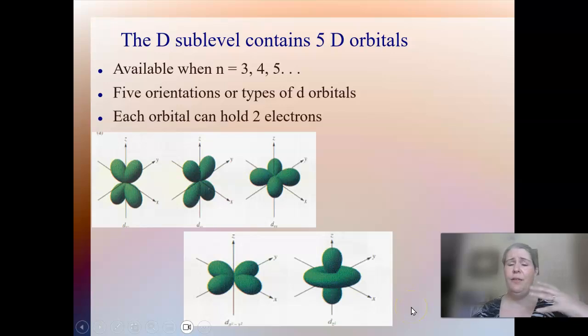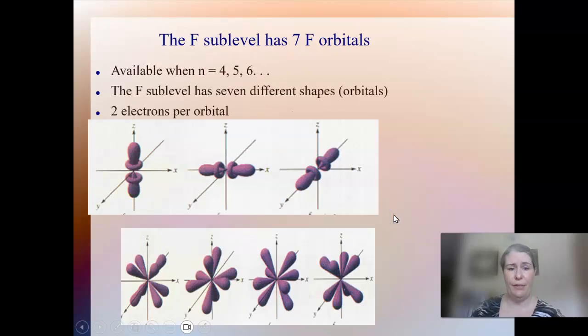But fundamentally, we're not as worried about the shape. We're worried about the type, or the number of orbitals, and the fact that each one can hold 2 electrons. And if you really want to get wacky looking, you go up to the F sublevel.